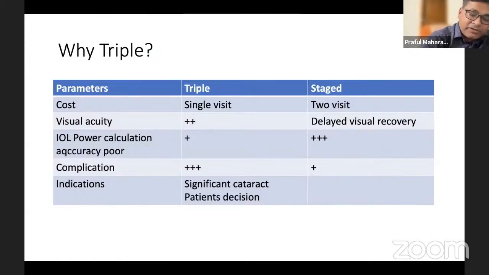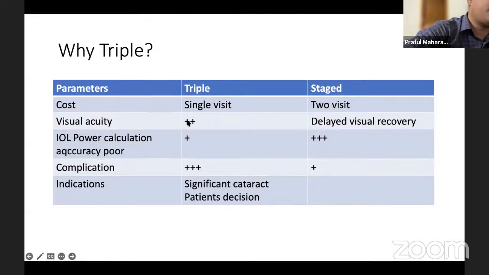In one of the interviews on YouTube, you could see a famous surgeon who says, if I feel my cataract is significant, I'll go for triple. If I feel that my cataract is not significant, I'll go for a staged procedure. In my approach also, most of the DSEK cases we have shifted to stage one. We don't do triple. But for PKP cases, we still do a triple procedure a lot of the time.